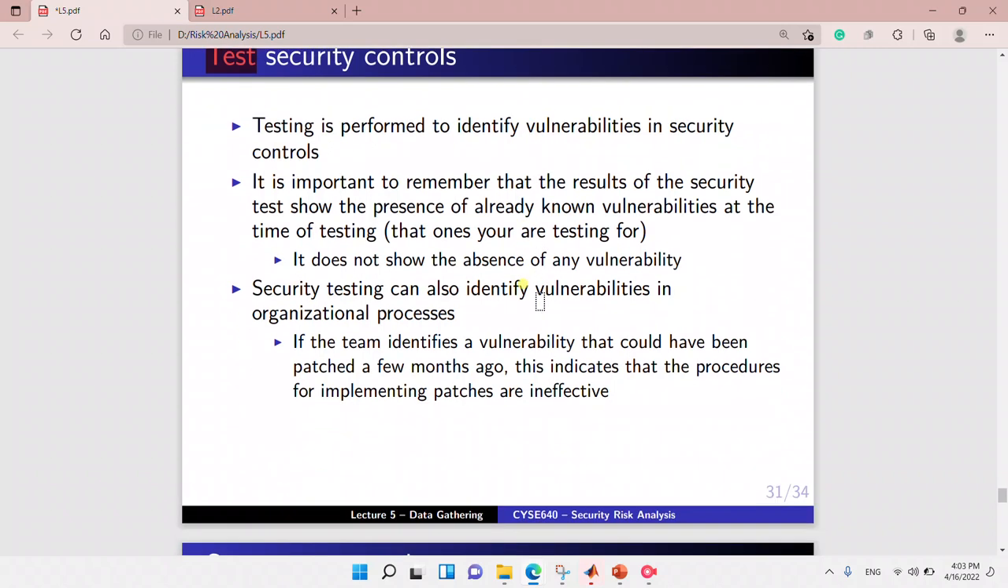هلأ التستنج. التستنج is to identify vulnerabilities in security controls. We test يعني إيش ال implement. It's important to remember that the results of the security test show the presence of already known vulnerabilities at the time of testing. Okay, it does not show the absence of any vulnerability.